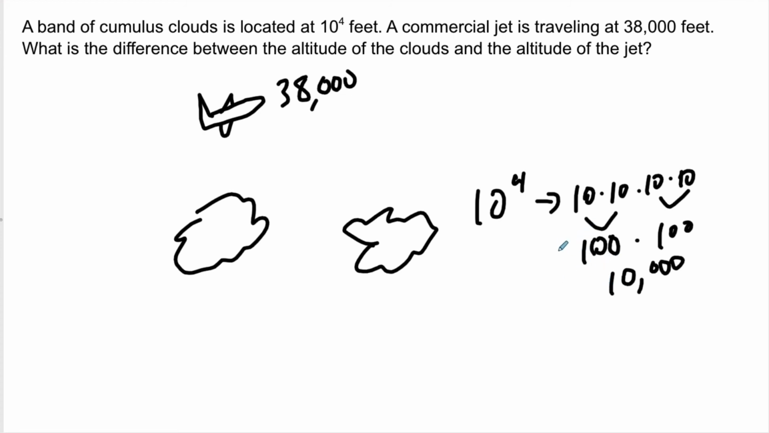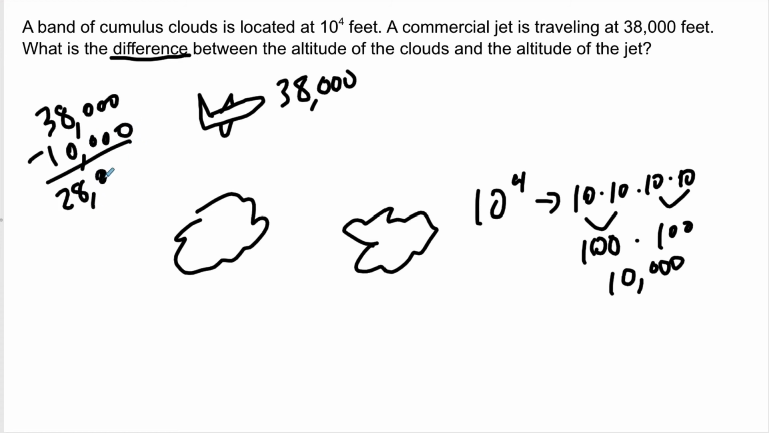The commercial jet is at 38,000 feet, so it's above the clouds. What's the difference in altitude between the two? Difference. Keyword there tells me I'm going to subtract the two. So 38,000 feet minus 10,000 feet. The difference is 28,000 feet.